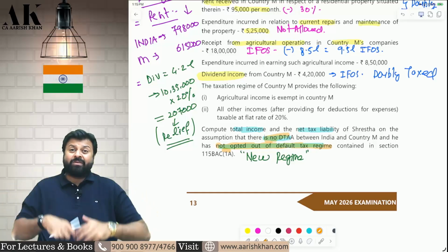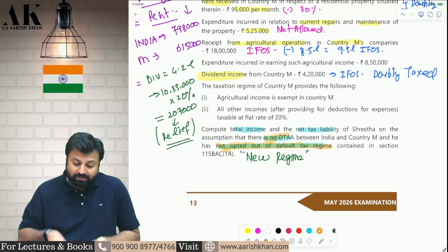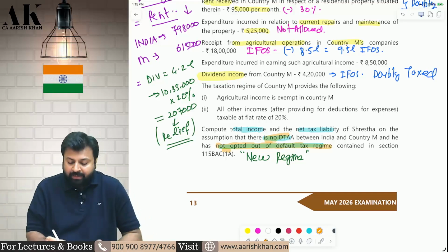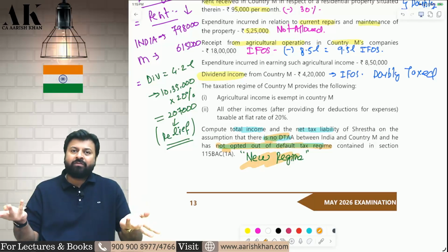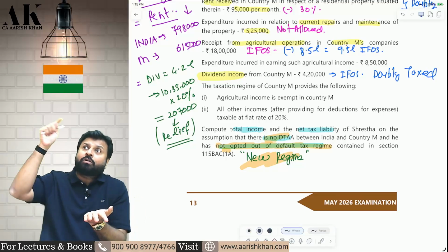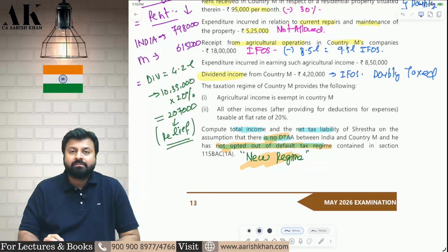See, they are playing with language, English. Is this a tax paper or English paper? I don't understand. He has not opted out of default regime means she is following default regime. It means she is following new regime. They could have easily said, is following default regime. No, but she has not opted out of default regime. It means she is not going out of default. It means she is remaining in default. It means she is following new regime. What the hell is this?